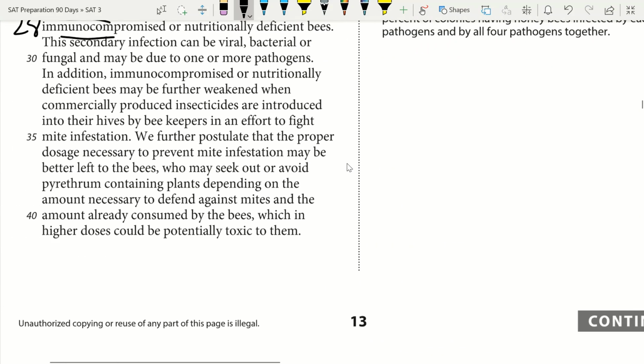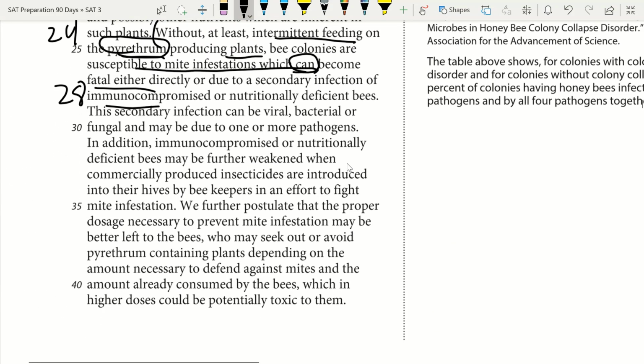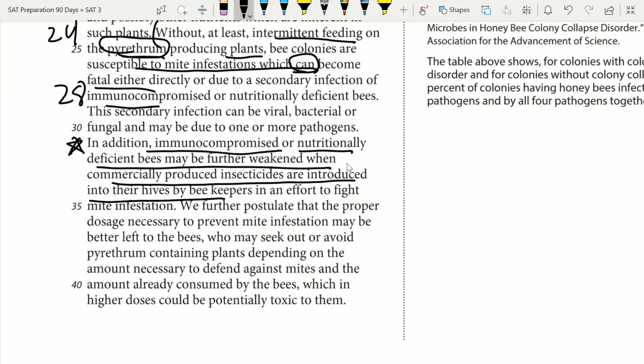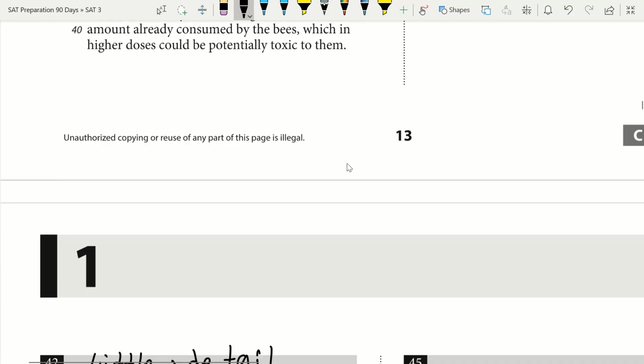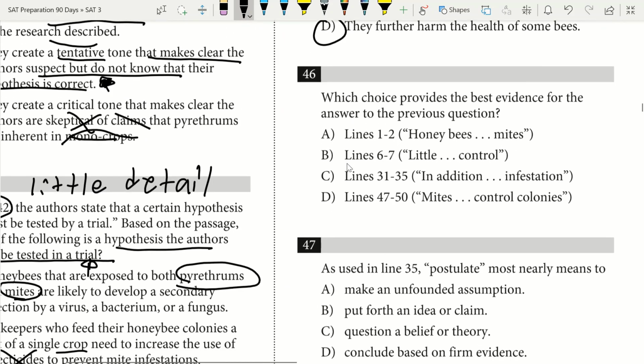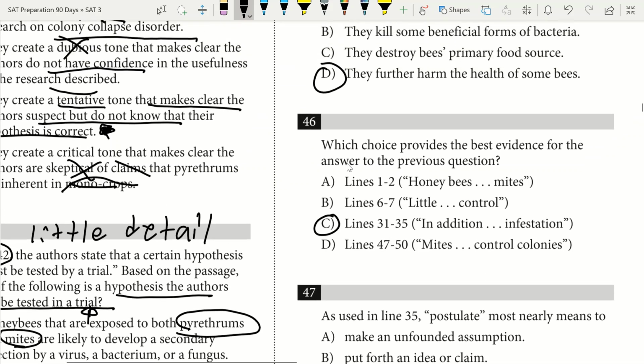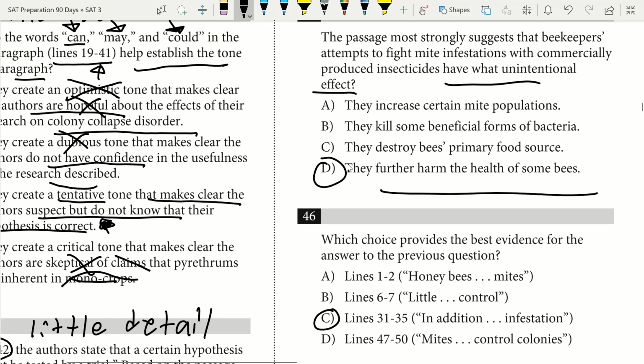We see, I believe it was back towards this middle part down here, right here. In addition, immunocompromised or nutritionally deficient bees may be further weakened when commercially produced insecticides are introduced into their hives by beekeepers in an effort to fight mite infestation. So the key part here is that nutritionally deficient bees may be further weakened when they are exposed to these insecticides, okay? So that's our evidence there. That's 31 through 35. Let's see if we have that as an answer choice, and we see that we do. So that's going to be answer choice C for 46. Right, that's showing us how it's going to further harm the health of those bees.